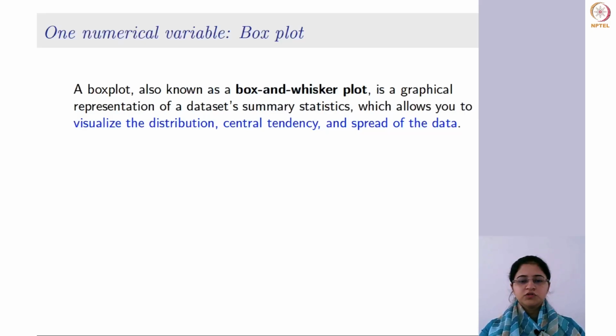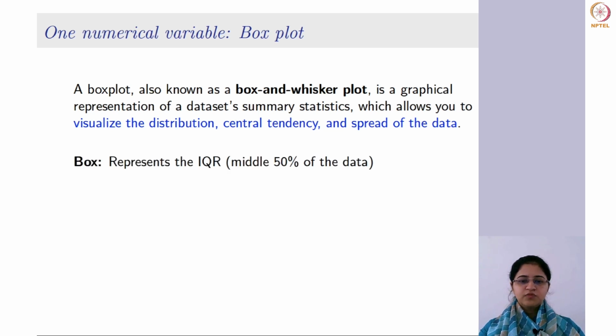Next, we move on to the box plot. So we have seen a dot plot, then we have understood the histogram, and now we will see what a box and whisker plot is. A box and whisker plot is a graphical representation of a dataset's summary statistics, which allows you to visualize the distribution. You can talk about the central tendency in terms of the median and the spread of the data in terms of your IQR. And you can also identify the outliers from this box plot.